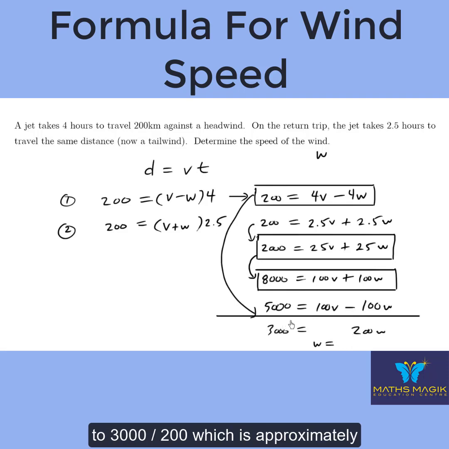So w equals 3,000 divided by 200, which is exactly equal to 15. So the wind here is 15 kilometers per hour. That's the units that we're using, kilometers per hour.